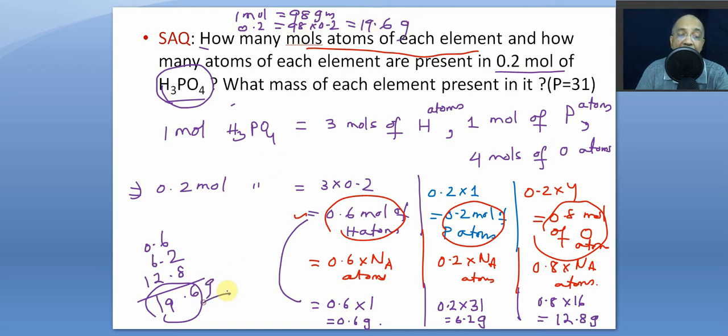The same answer we are getting, but I have not asked you to find the mass of phosphoric acid independently. Rather, instead, I have asked to find out what is the mass of hydrogen present in that 0.2 mole of phosphoric acid, mass of phosphorus, mass of oxygen. So I took number of moles, not number of atoms. Number of moles will be used for everything to find the number of atoms and mass also. Because I have asked atoms, then atoms.